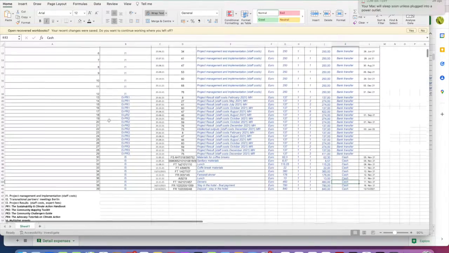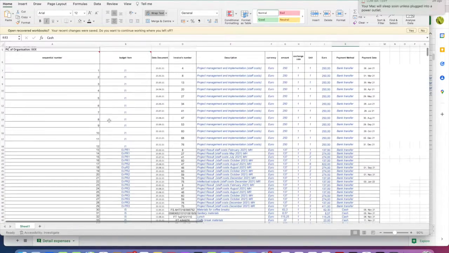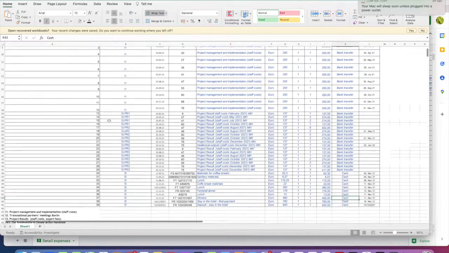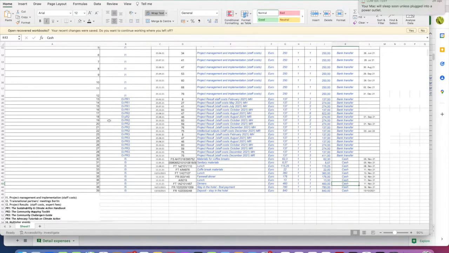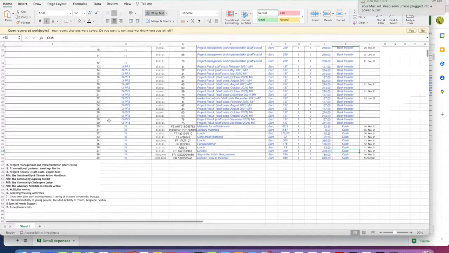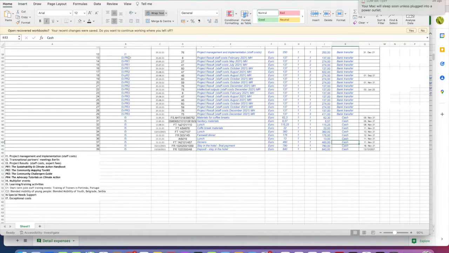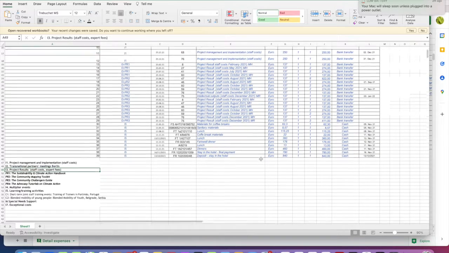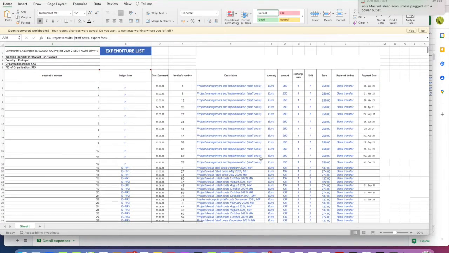If you need help, of course, we are there to guide you through this, but it's basically really listing every single expenditure you had for this project, and using these different codes I1, I2, I3 for the different categories of expenditures. So this is it for the expenditure list, and as I said, if you need help with this, you can get back to us, no problem.